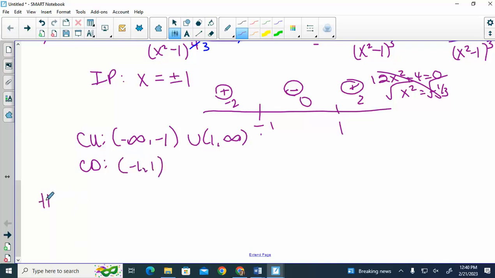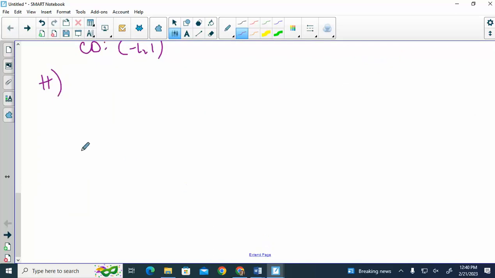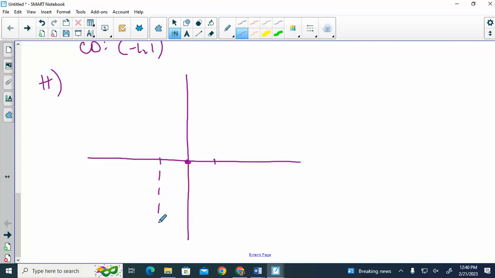And then I want you to graph it. Now, when you graph these things, I expect you to plot all the stuff we found. So x and y intercepts were both at 0. Vertical asymptotes at positive 1 and negative 1. So now we draw those in dashed.